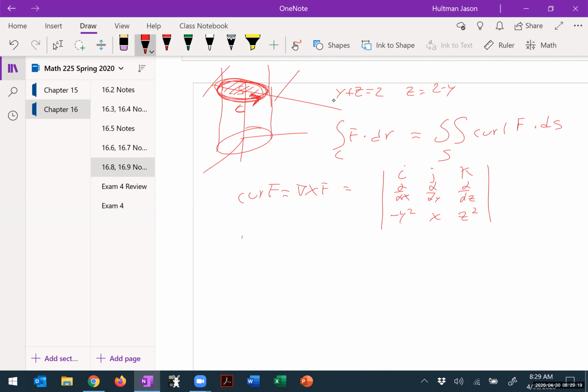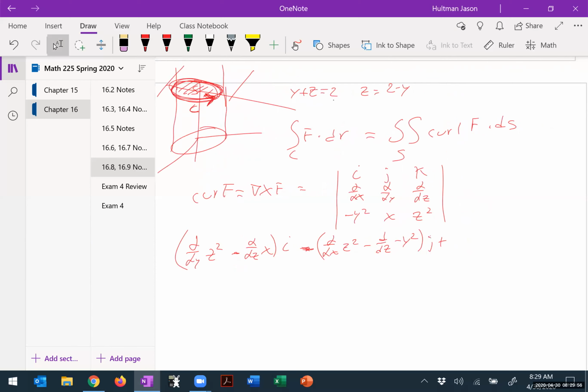This is going to be d/dy of z squared minus d/dz of x, i, minus d/dx of z squared minus d/dz of negative y squared, j, plus d/dx of x minus d/dy of negative y squared, k.